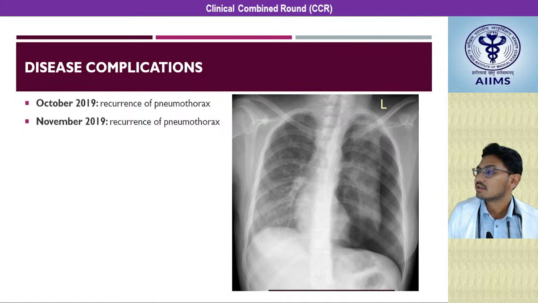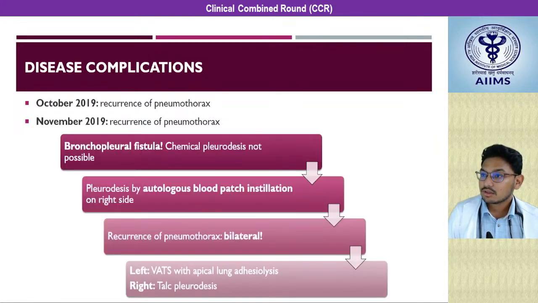We can see a left-sided pneumothorax present in this chest X-ray. This time, because there was recurrence of pneumothorax and continuous bubbling was present, a bronchopleural fistula was suspected. Chemical pleurodesis was not plausible, so pleurodesis was done by autologous blood patch instillation. However, a few days after pleurodesis by autologous blood patch, the patient again had a recurrence of pneumothorax, which was bilateral this time.